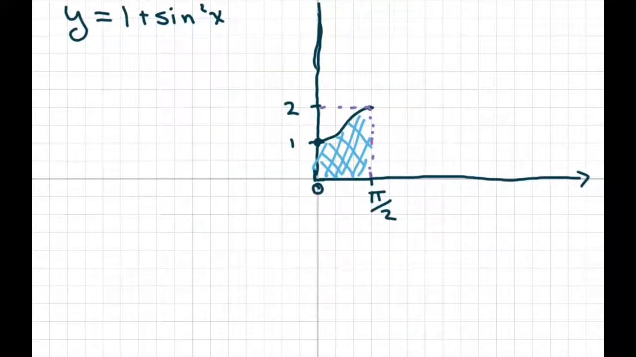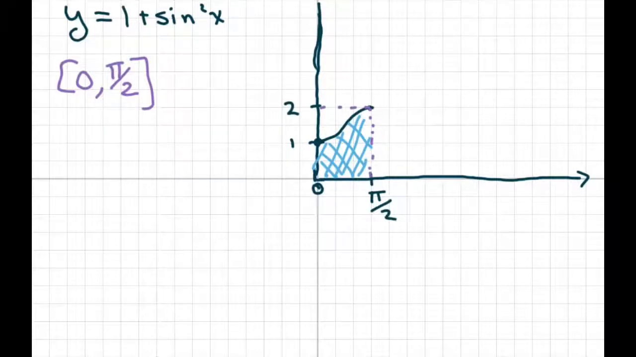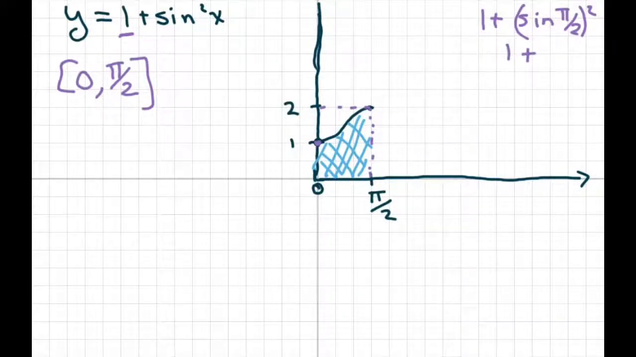We're going from 0 to pi over 2 on your x. And then I shifted up the graph by 1 with this vertical shift. And I know that sine of pi over 2 is 1. And so if you do 1 plus sine of pi over 2, and then we square that, well, sine of pi over 2 is just 1, and 1 squared is just 1. So that equals 2. So that gives me that point in here. So this is what we have.